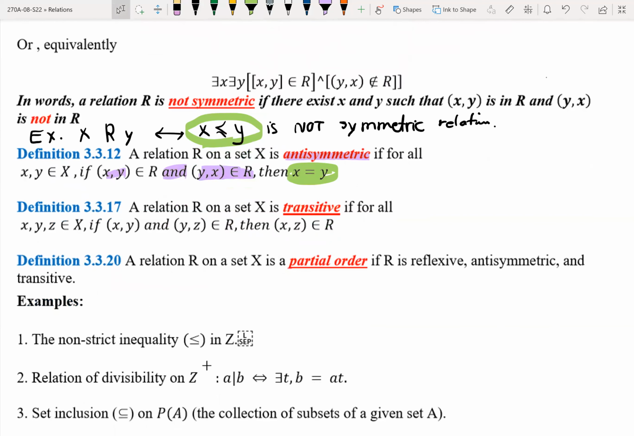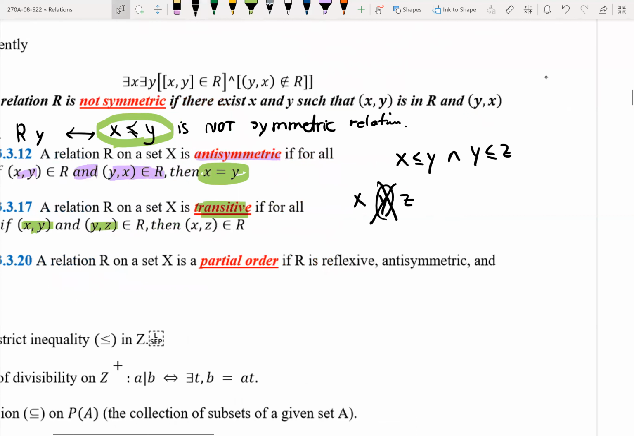Any other question? Here. Transitive. What's transitive? If x is related to y and y is related to z, then x and z are related. So it's like this: x is related to y is related to z, and then you just eliminate the middle one, x and z are related. Which works for inequalities, right? Like saying x is less than or equal to y and y is less than or equal to z. Can I say x is less than or equal to z? That works for numbers, right?